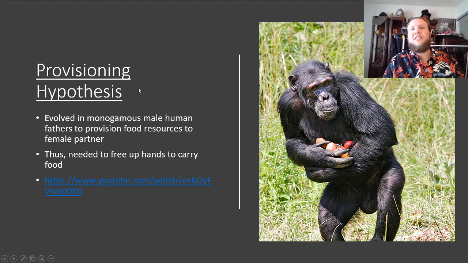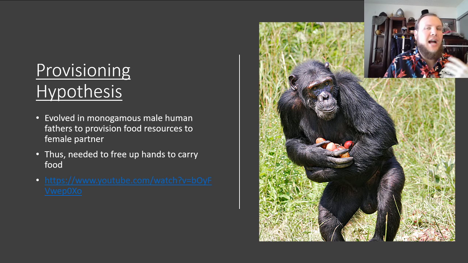The next hypothesis is provisioning. This says that bipedalism evolved in monogamous male human fathers to provision food resources to female partners, so men were able to carry more food to women while they were pregnant. We needed to free up our hands to carry more food. So there's a chimp with food, right? He's walking on 2 legs, not knuckle walking, right? And here's a video of that too, because everyone likes videos of chimps.